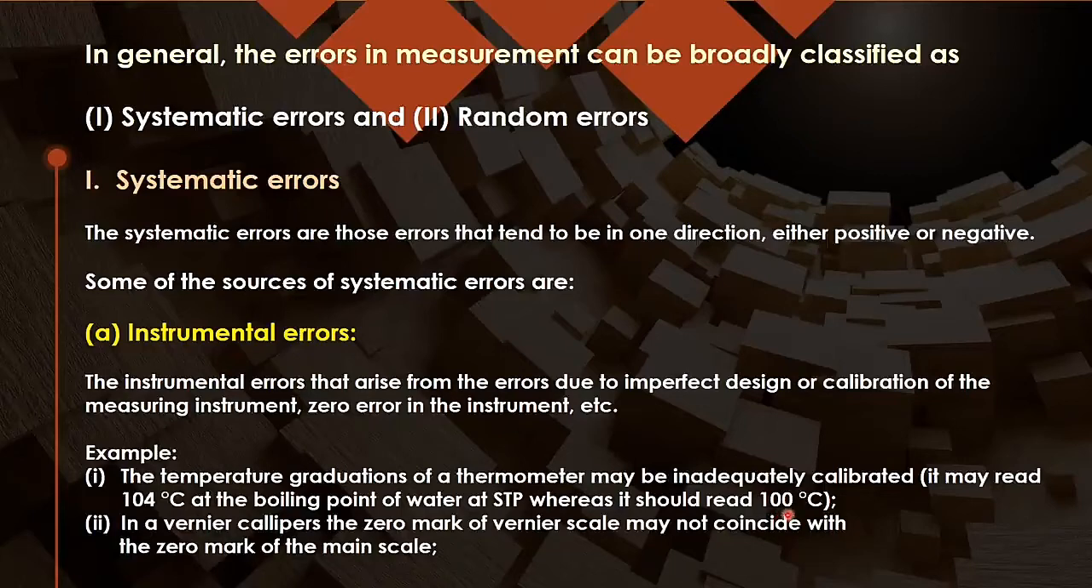Suppose it is calibrated so that it reads 98 degrees Celsius at 100 degrees Celsius, it means a 2 degrees Celsius error but negative, which is to be added to your observation. So when I have a positive error, it is to be subtracted. When I get a negative error, it is to be added. And similarly in the vernier calipers you can measure the error if both the zeros are not coinciding, and then of course it can be taken into account.